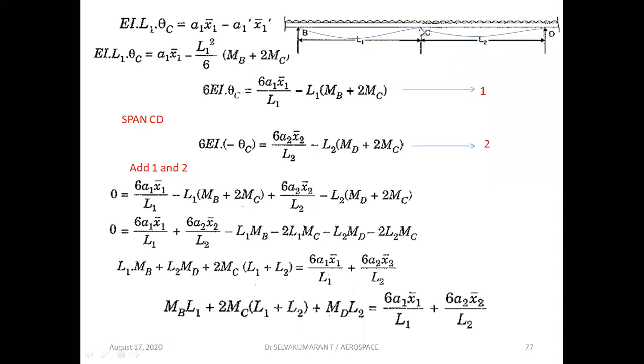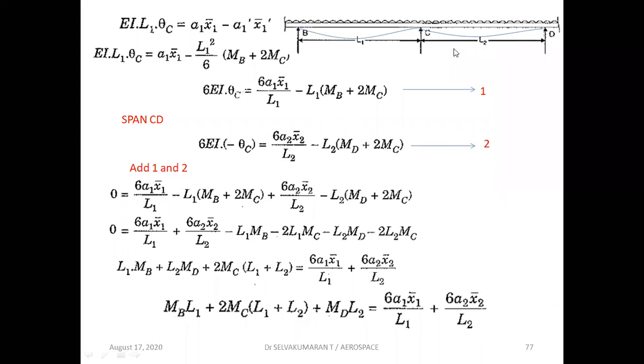Here, when I draw the tangent and measure from the deflected curve or tangent to the original position of the beam, it takes anti-clockwise. That's why you're getting a minus theta C. So the slope at C on either side of the spans will be the same, but if you look at the sign convention, here we'll have a plus for BC, and here we'll have minus for CD. Let this equation be 2, for example.